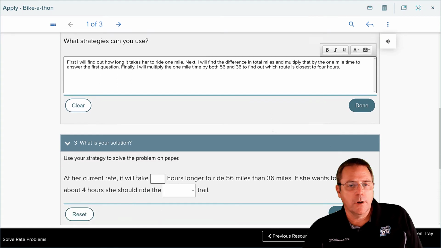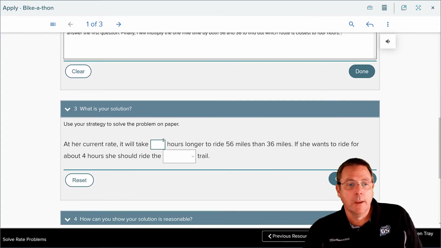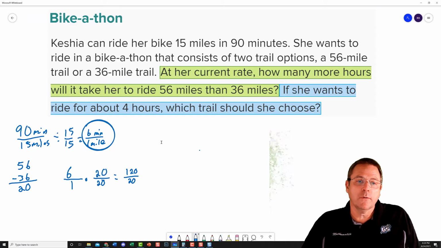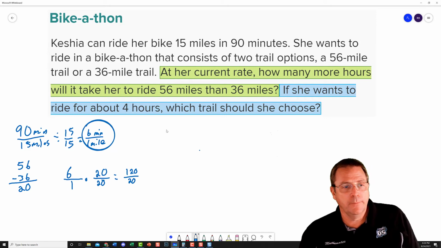So for this part here, the answer to at the current rate, it will take how many hours longer. We were working in minutes, now we're working in hours, because 120 minutes is equal to 2 hours, right? So we've got that part done.